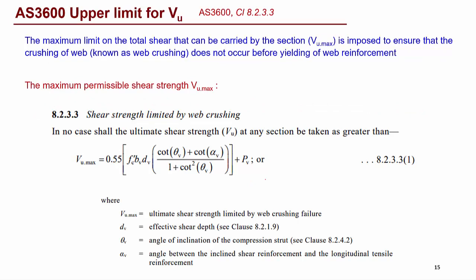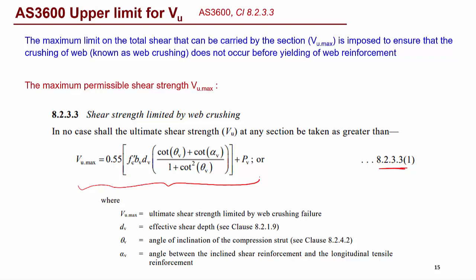Now, while designing shear reinforcement for a reinforced concrete beam, we have to note the maximum allowed shear force in the beam and also the minimum shear reinforcement required. So for a given cross section of the beam, the maximum shear force allowed in the reinforced concrete beam is given by equation in clause 8.2.3.3 in AS3600. This equation gives us the maximum amount of shear force allowed in a given cross section. So if the shear force is greater than this Vu max, then the crushing of the web will occur, and it is called web crushing.